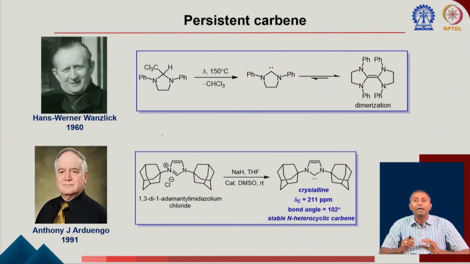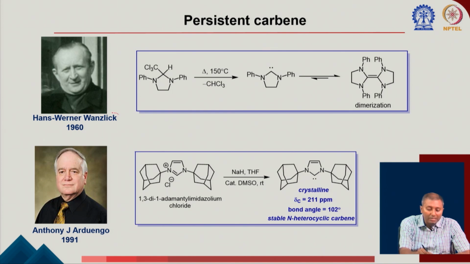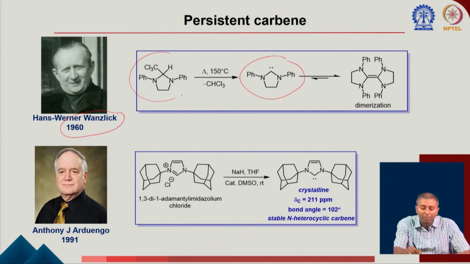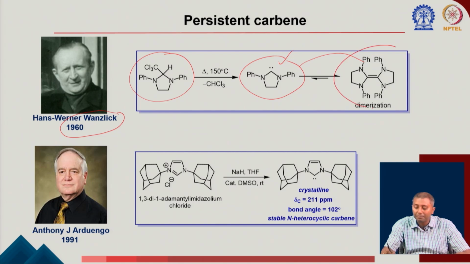Now I said the carbenes are short lived, so is that true for all carbenes? There are scientists who tried to isolate them. The first effort was by Wanzlick. In 1960, when they tried to isolate the carbene from the pyrolysis of this compound which can release chloroform, instead of isolating this compound, it actually formed a dimer.